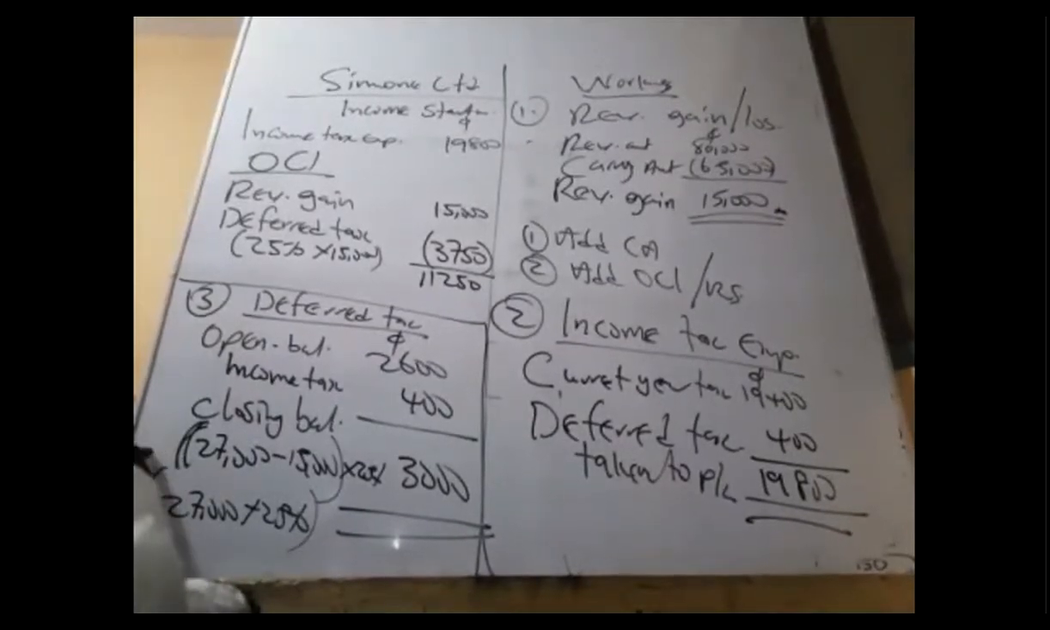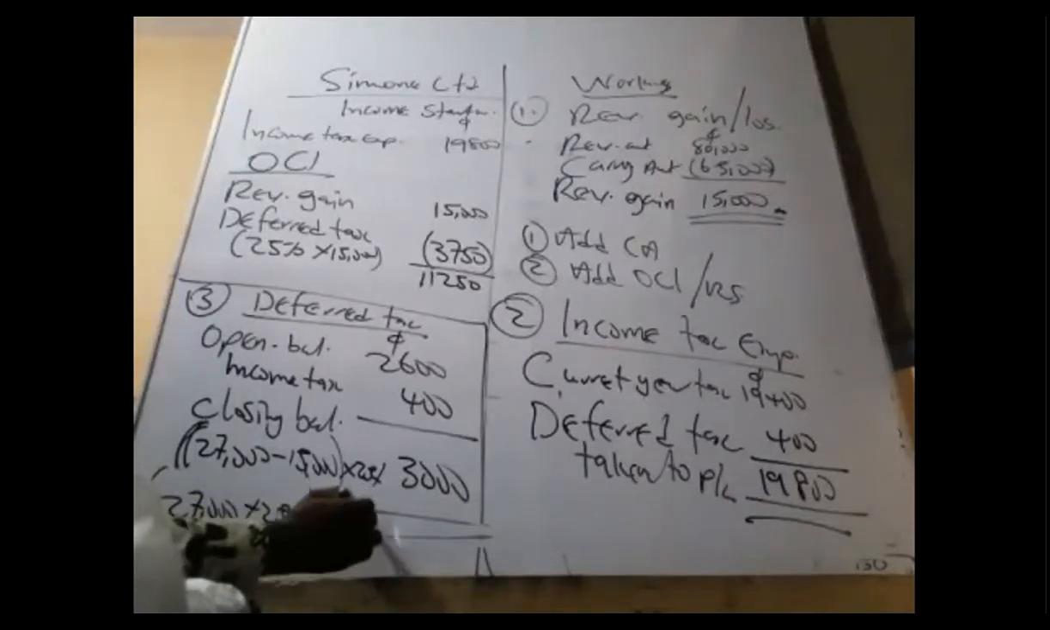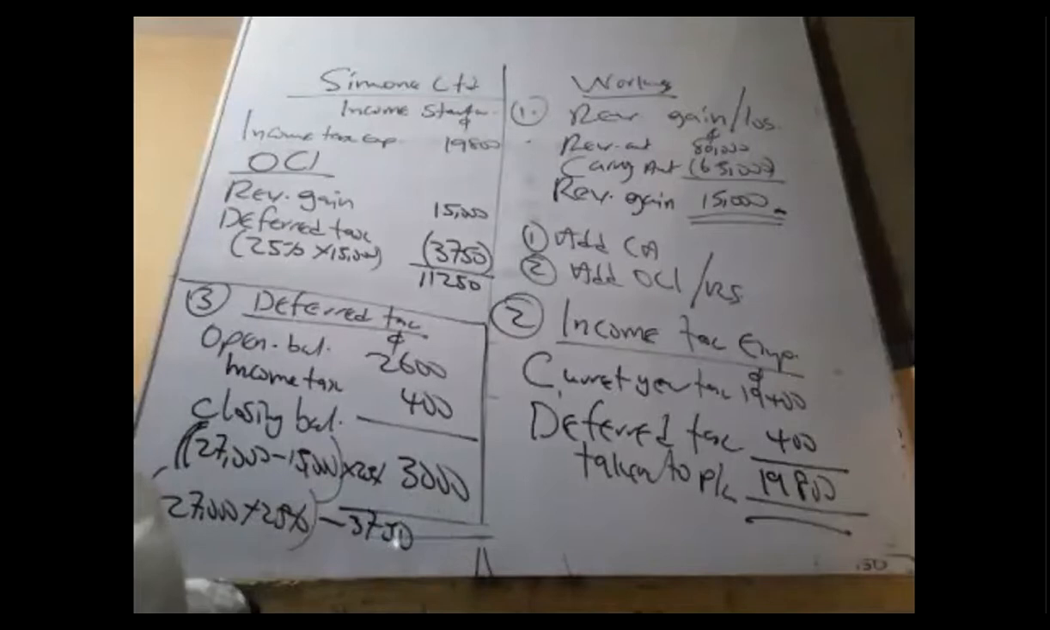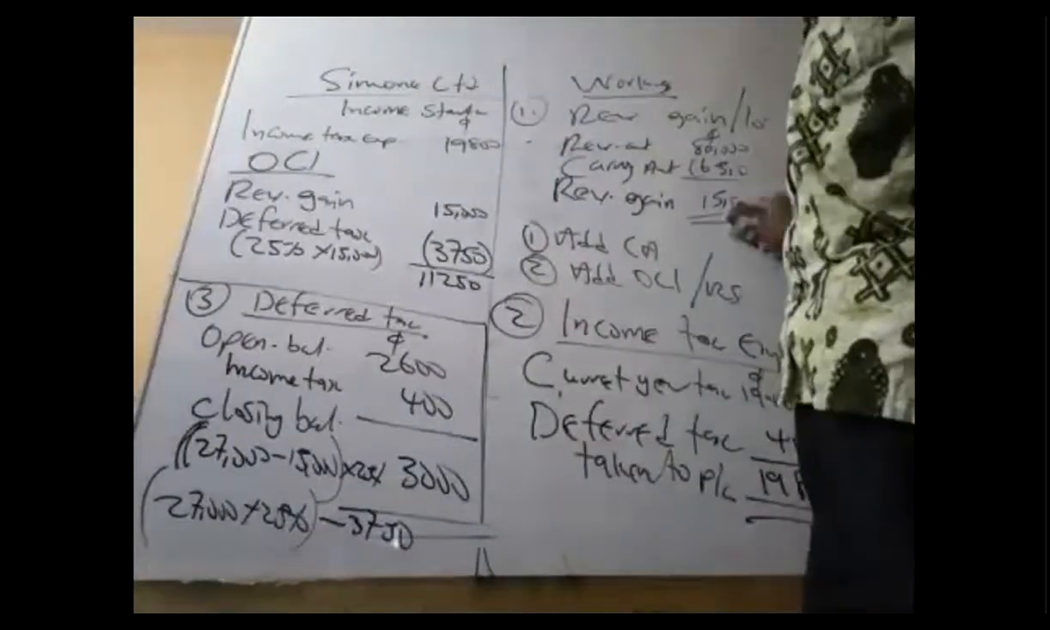So I like the first method. So 27,000 times 0.25 will give us 6,750. Now this answer minus what? Less 3,750 must give us the same 3,000. So take note of that. Okay, let's go and do the balance sheet extract. Then we are done with IAS 16 and 12.